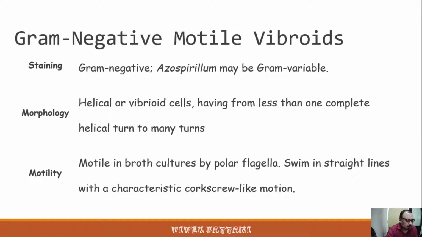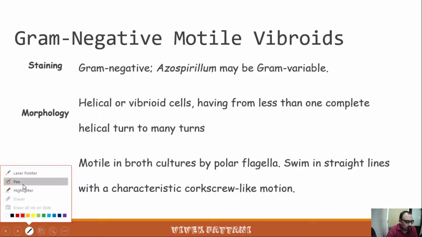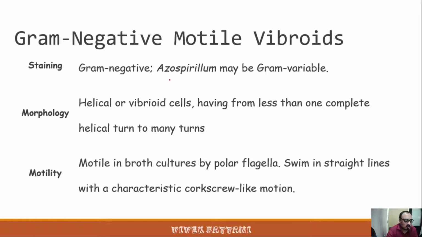what are the general properties of the gram-negative motile vibrioids? Staining, as you all know, these are gram-negative. But one of them, which is Azospirillum, may be gram variable. What do you mean by the word gram variable when we talk about gram negative and gram positive bacteria?